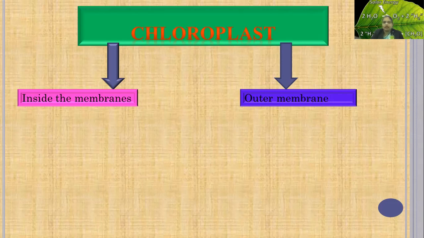Then cyclic and non-cyclic photophosphorylation take place in grana.